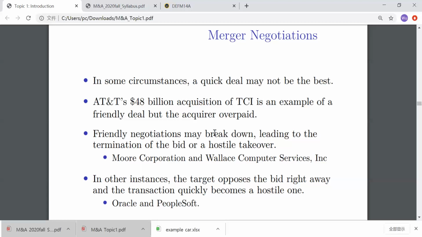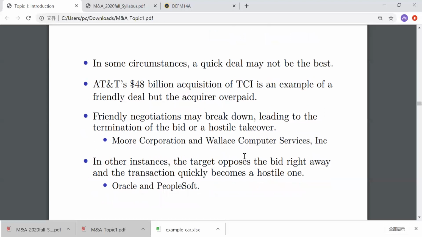And this is the case between Moore Corporation and Wallace Computer Services, right? You can search this case and see how the friendly negotiation broke down between these two companies. And in other cases, the target might just say no to the bid right away, right? In that case, the transaction becomes a hostile one. One example is the hostile takeover between Oracle and PeopleSoft.